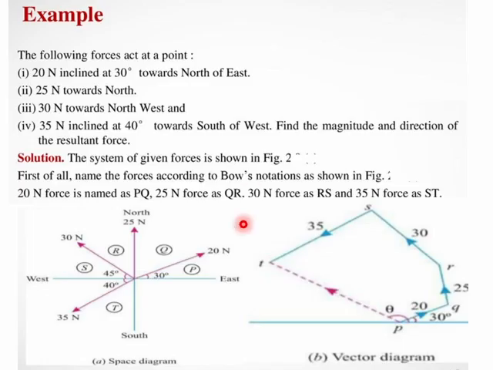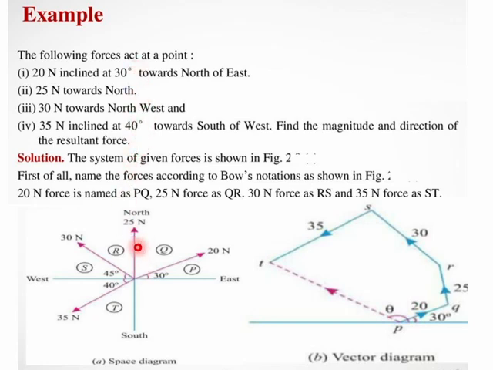So with the numerical problem we have here, the following forces act at a point. We have 20 Newton inclined at 30 degrees towards the northeast. Second force 25 Newton towards north, 30 Newton towards the northwest, and 35 Newton inclined at 40 degrees towards the south of west. So these are the system of forces given.